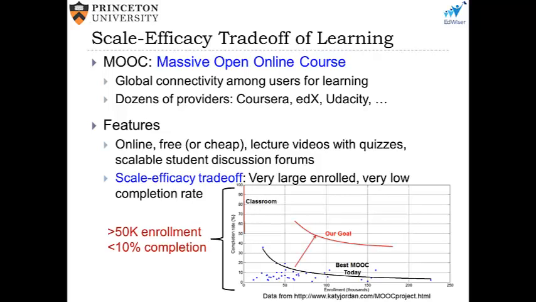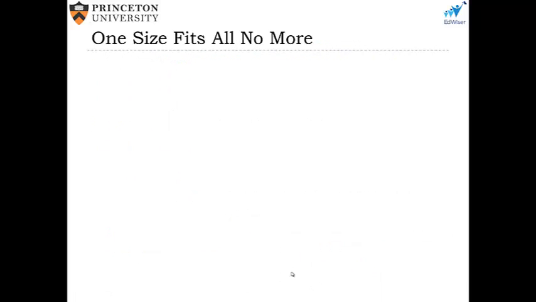This is a plot of empirical enrollment completion rate data for a variety of MOOCs in 2013, which emphasizes the scale-efficacy trade-off of learning. Even for those MOOCs operating at the efficient frontier of the trade-off curve, as enrollment increases beyond 50,000, it is rare to see more than 10% of students complete one of these courses. The question is, why are the completion rates so low?